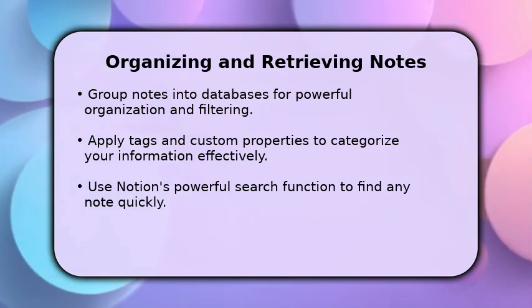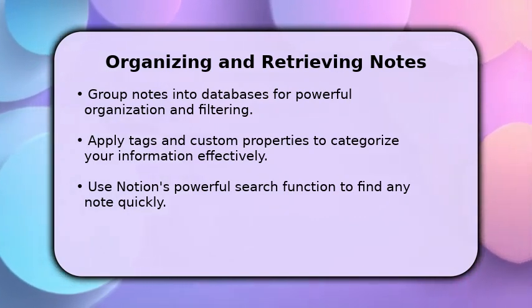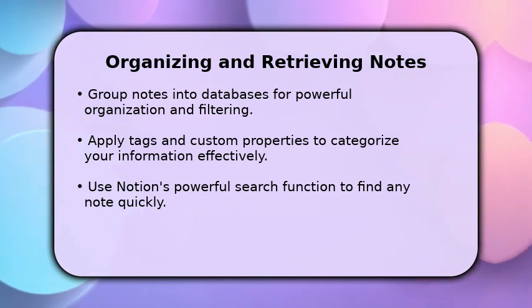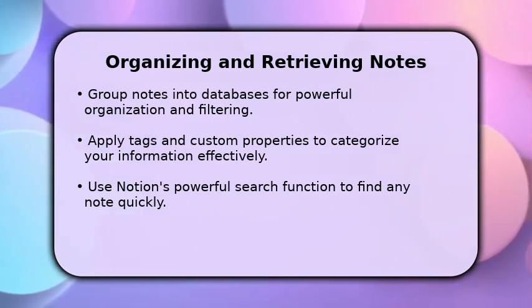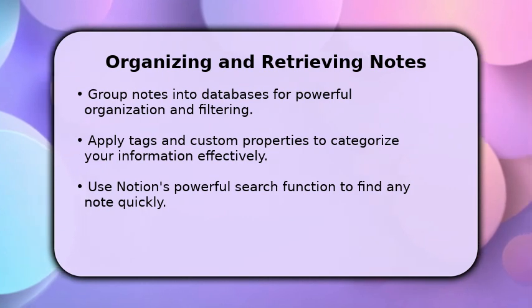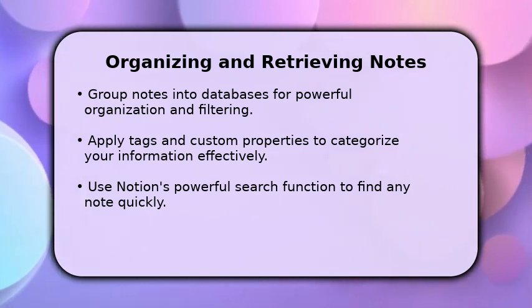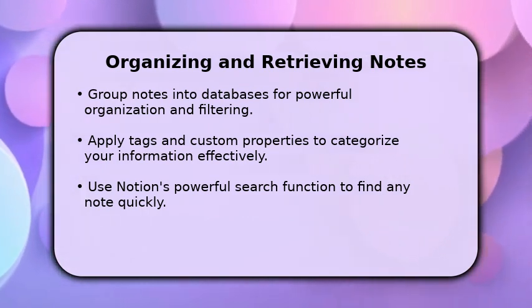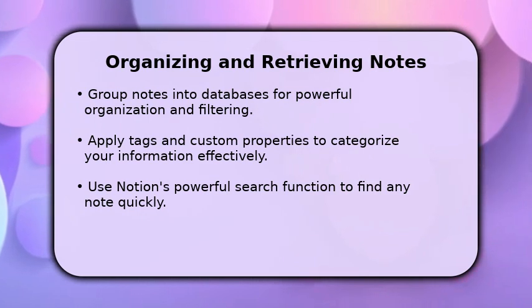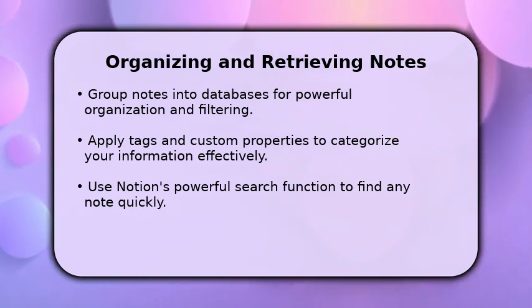Effective organization is key to a useful note-taking system. Group your notes into databases, which offer robust filtering and sorting capabilities, transforming how you manage information. Assign tags and custom properties to categorize your content, making it incredibly easy to locate specific types of notes. And when you need to find something fast, Notion's powerful search bar can instantly retrieve any note, ensuring your valuable information is always just a few keystrokes away.